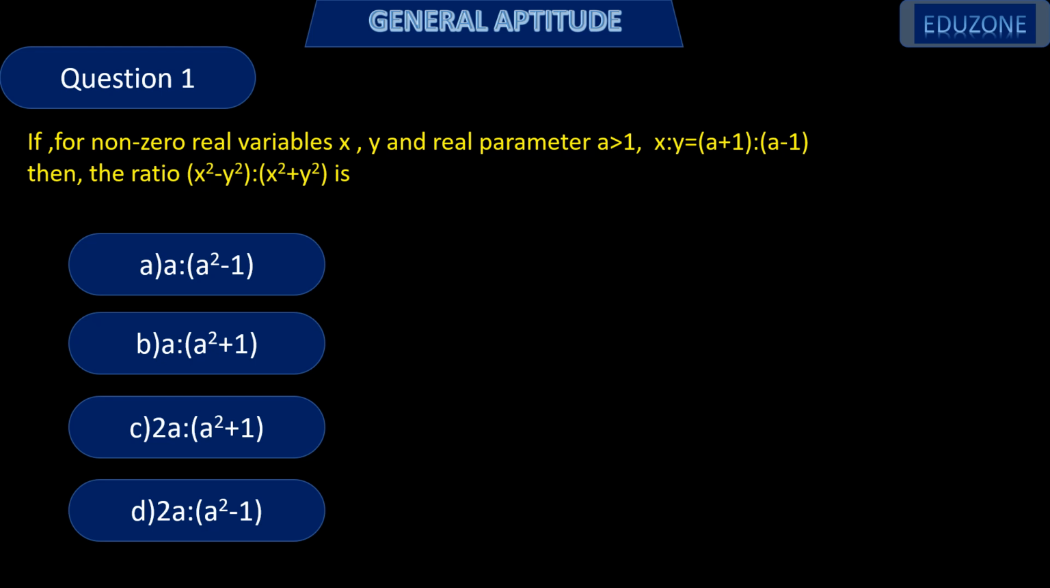First question. If for non-zero real variables x, y and real parameter a greater than 1, x is to y equal to a plus 1 is to a minus 1, then the ratio x square minus y square is to x square plus y square is. Options are given below.